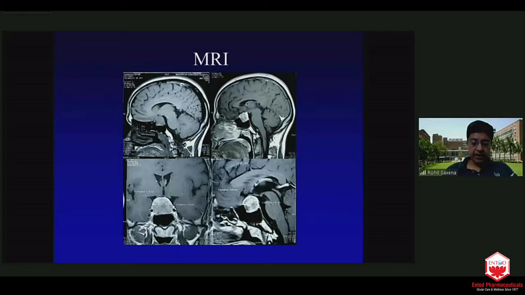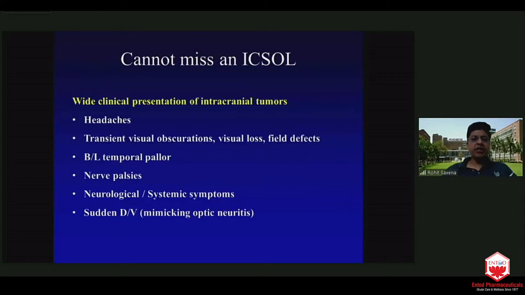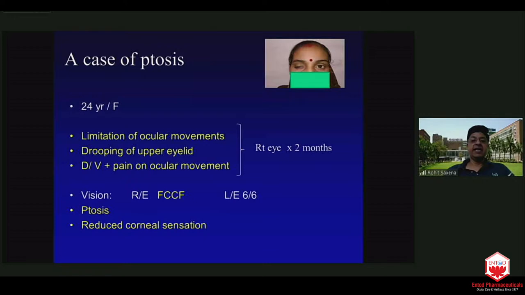He also had a pituitary adenoma. So essentially, what we cannot miss is a space-occupying lesion, and we must be very sensitive. Some clinical features that can be indicative are significant headaches, transient visual obscurations, field loss, defects, bilateral temporal pallor, cranial nerve palsies, neurological and systemic symptoms, which often the patient does not tell an ophthalmologist because he feels there is no need for the ophthalmologist to know. And any sudden diminution of vision also can be a presenting feature of a space-occupying lesion.